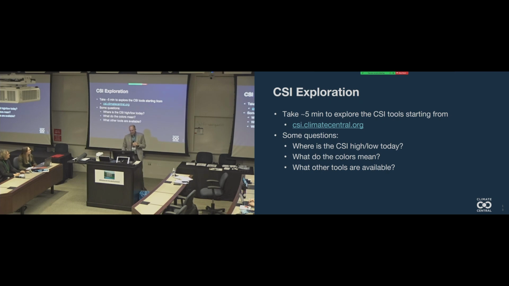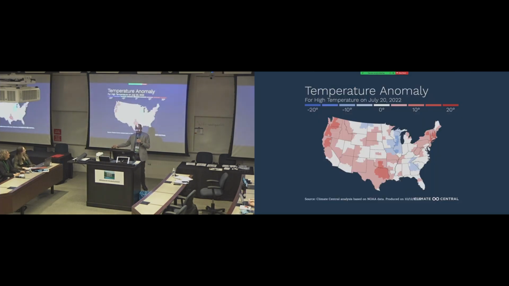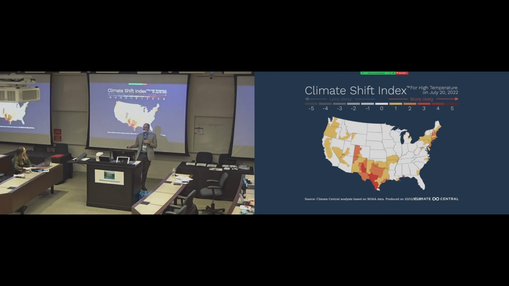I'm going to start here with a temperature anomaly map. This is July 20 from this summer. Reds and pinks are saying that it's warmer than average against the climate normals, and blue would mean cooler than average. Then we add the Climate Shift Index on top of that. It is not an anomaly, but it uses the anomaly. What we're saying is, how has climate change influenced the temperature at that location?